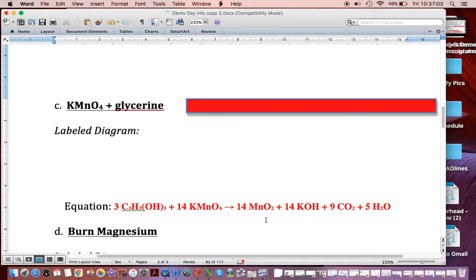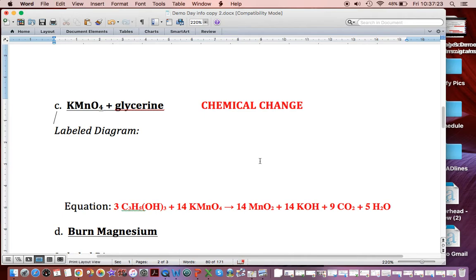We make the 14 MnO2s, we make the 14 KOHs, the 9 CO2s, and the 5 H2O. And you can see we had so much going on, I didn't worry about the states. We saw that fire was produced. We had a change in our materials. We had a black crud with green streaks in at the end. All those things suggest a chemical change.